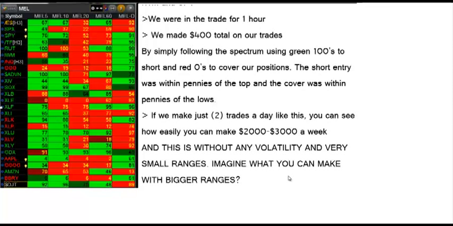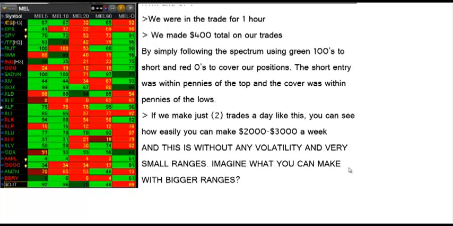what happens is these moves that we're getting from the hundreds down to the zeros, they're not going to be 20 or 30 cents on the spiders. They're going to be anywhere from 70, 80, or even $1. So those trades that we're making are going to yield a lot more than $200. So this is in a very, very tight range, and this is how powerful the system is, and how you can make $2,000 or $3,000 a week, not even caring which way the market's going to go.